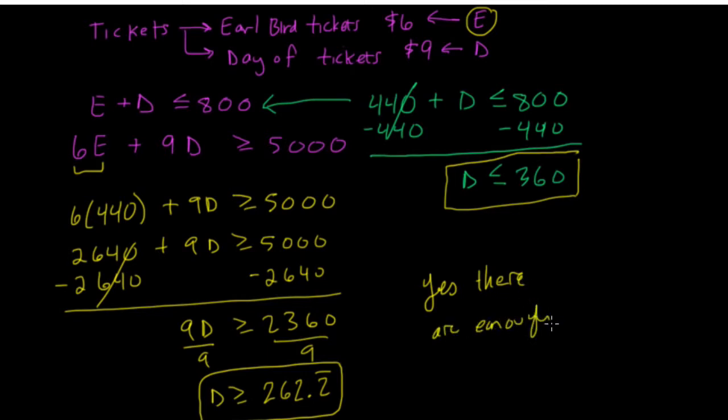And if they ask you other questions like how much could they make if they sold all the remaining day of tickets, well, plug this number 360 into your equation right here for D, times it by 9, and then add to the amount we made here for the early bird tickets, and you would see the amount that you had made.